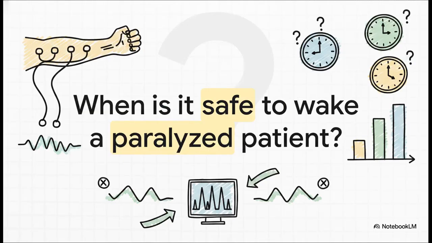So let's kick things off with a million-dollar question. How do you actually know when it's safe to wake a paralyzed patient? You see, neuromuscular blocking agents, or NMBAs, have just incredibly unpredictable clinical durations. One patient might chew through a dose in 30 minutes, while another might take an hour and a half. Because of this massive, unpredictable variability, relying on time alone since your last dose is incredibly dangerous. We need hard, objective data.